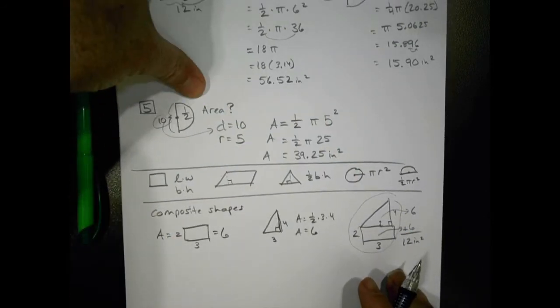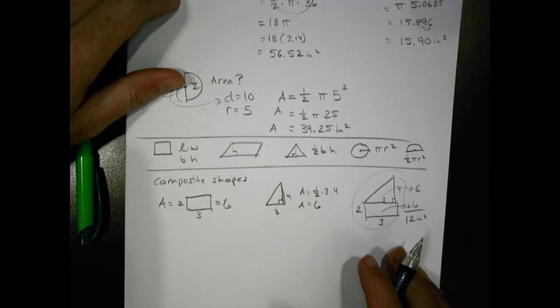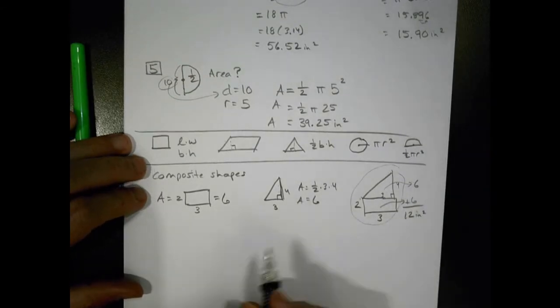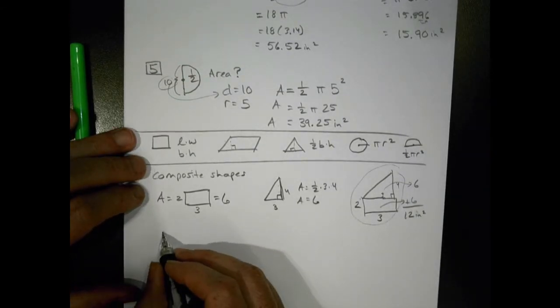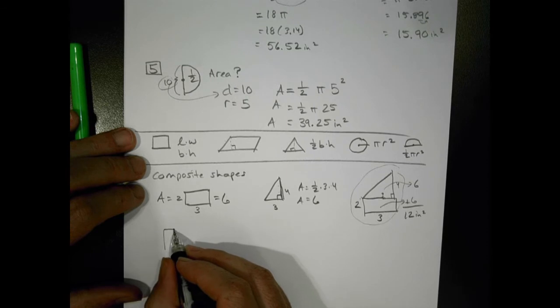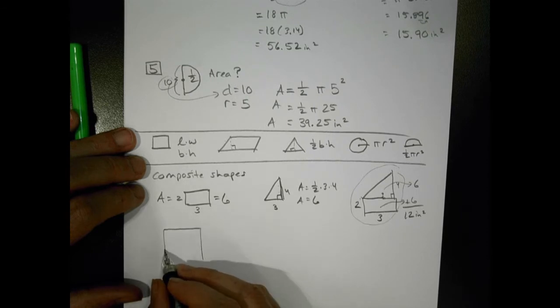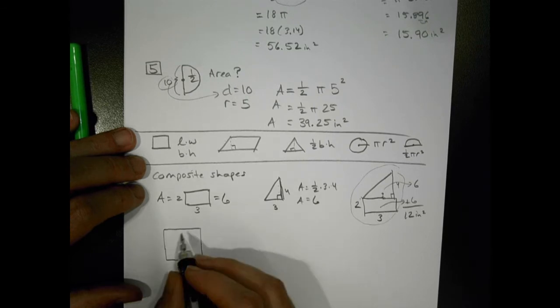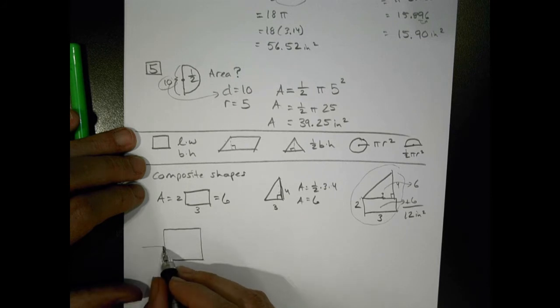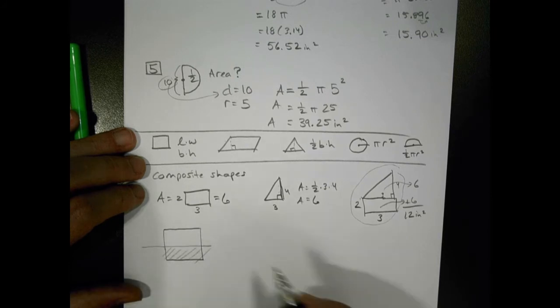In a similar way, we can also take something out of a shape to find out what the area is going to be. So for example, maybe I have a square, okay, and I just want to look at half of that square, so I'm not even going to worry about that part for now, pretend it doesn't exist.